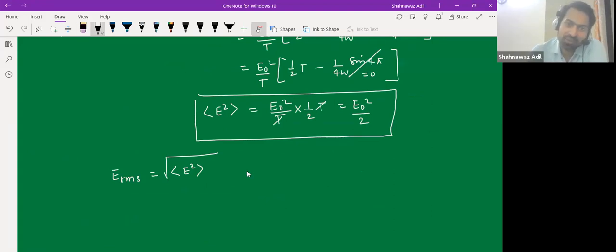Okay, so yeah, we have calculated the value of E naught square divided by 2. So this would be E naught by root 2. So this is the RMS value.